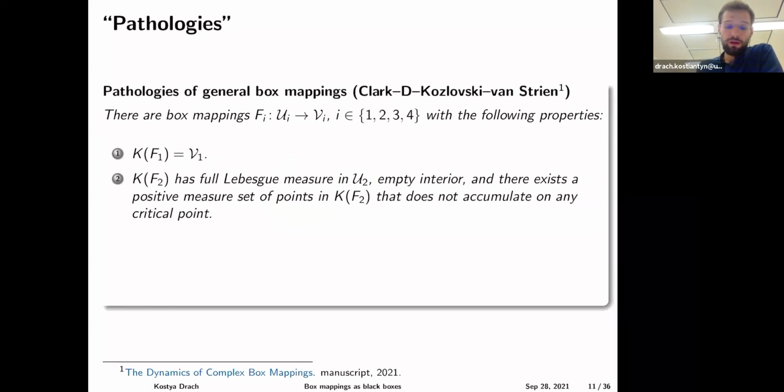Another example we cooked up is a box map in F2 for which the non-escaping set has full Lebesgue measure in the domain, has empty interior, and there exists a positive measure set of points that do not accumulate at any critical point. And this is something that you would not expect, because usually if a set of points do not accumulate at any critical point, then you would expect some sort of expansion, and you can probably convince yourself that this is some sort of hyperbolic set, which then has zero Lebesgue measure. But this is not the case. And this is exactly the mechanism, precisely because we allow for infinitely many components in the domain of our map.